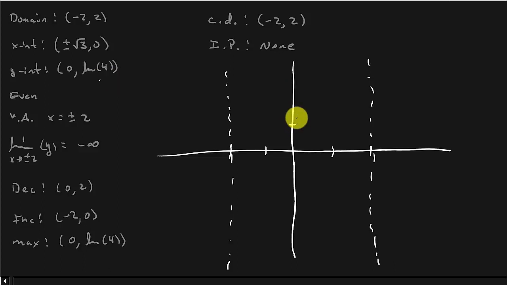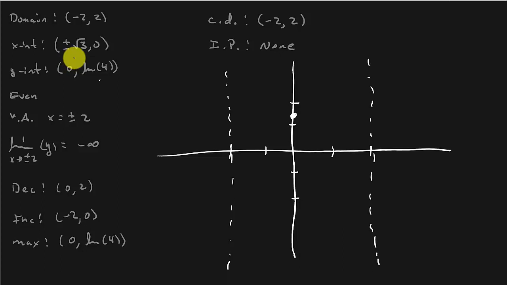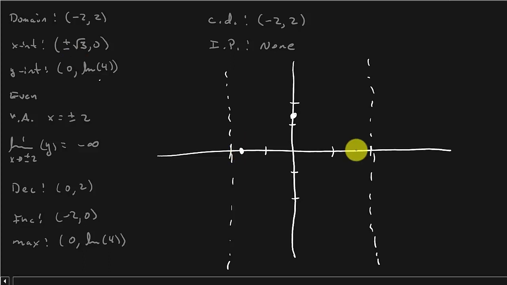So let's see, there's 1, 2, -1, -2. So that's going to be about right in there. And that's our local max. Well, it's our local max and it's our y-intercept. And then I have x-intercept at plus or minus square root of 3. Well, square root of 3 is about 1.7. So that's going to be about right here and about right here. It'll look something like that.